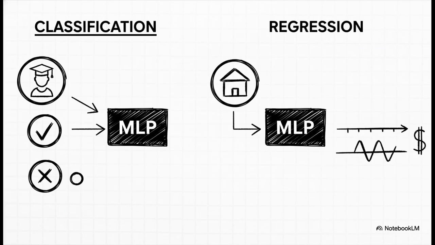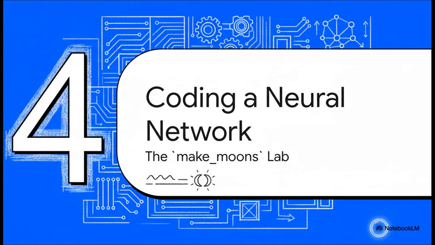And MLPs aren't just for classification problems like pass or fail. They can also do regression, things like predicting a house price. The process is pretty much the same. You just swap out the activation function in the last layer for a linear one, so it can output any continuous number. Now, of course, with random starting weights, our initial guess here is way off, but that's what the training process is for.